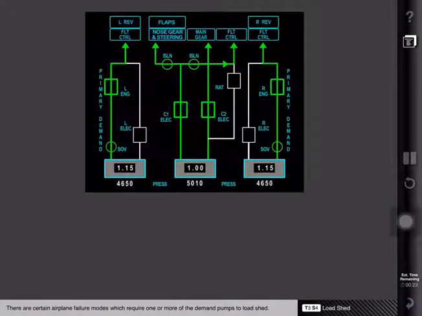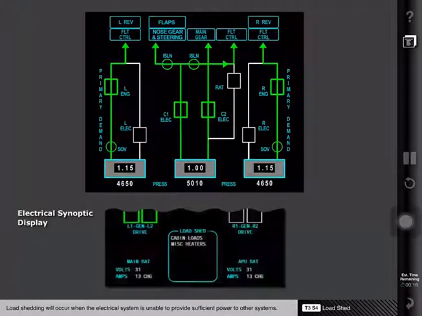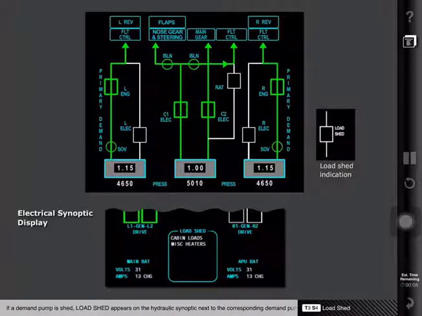There are certain airplane failure modes which require one or more of the demand pumps to load shed. Load shedding will occur when the electrical system is unable to provide sufficient power to other systems. If a demand pump is shed, load shed appears on the hydraulic synoptic next to the corresponding demand pump symbol.